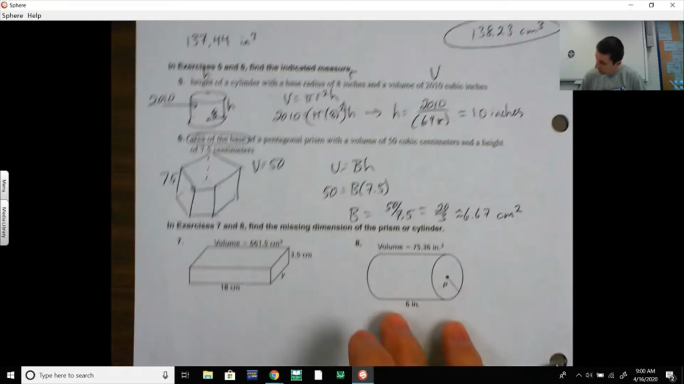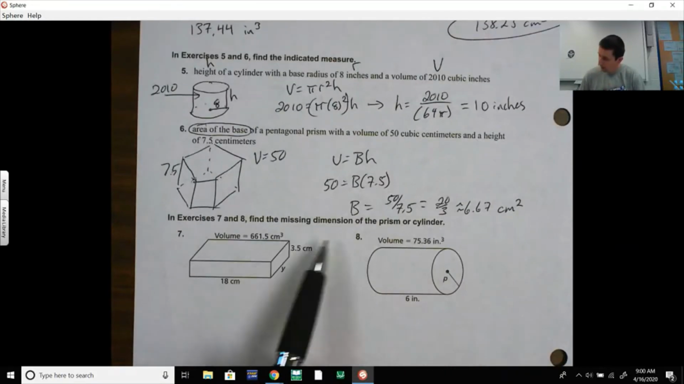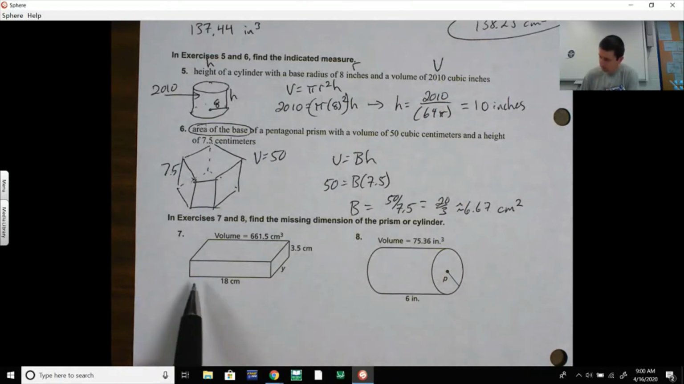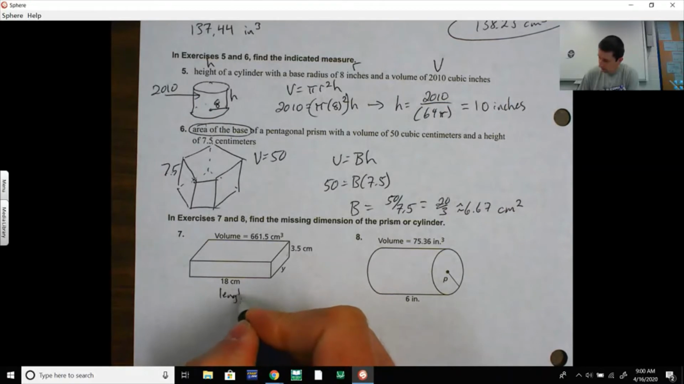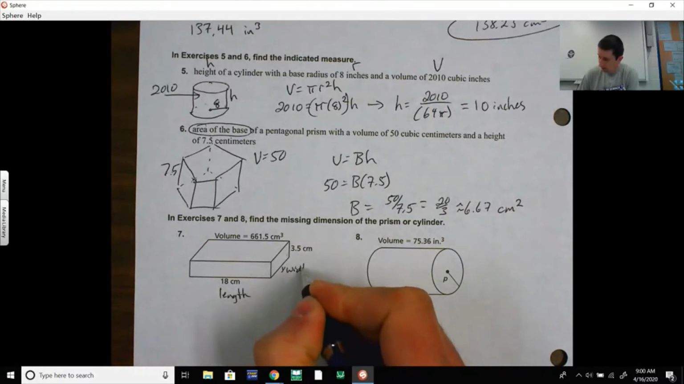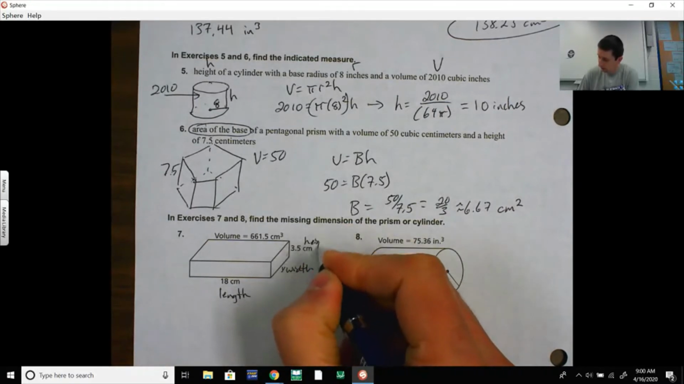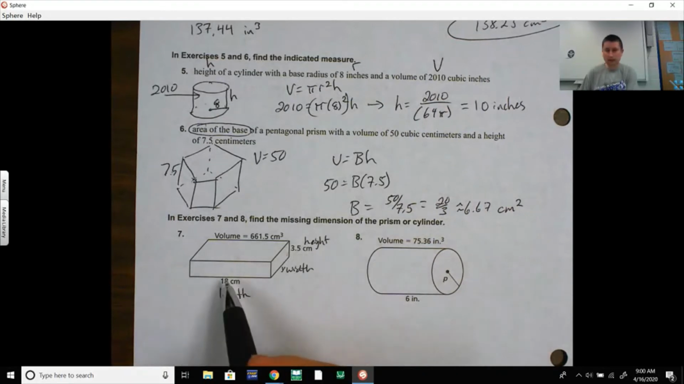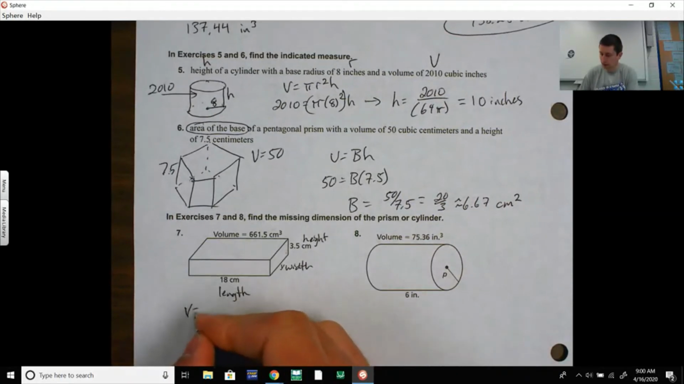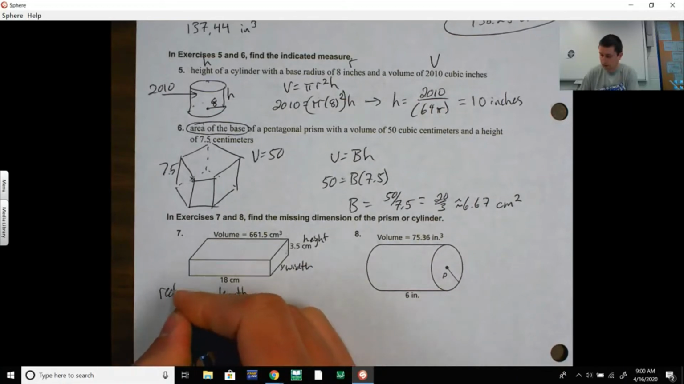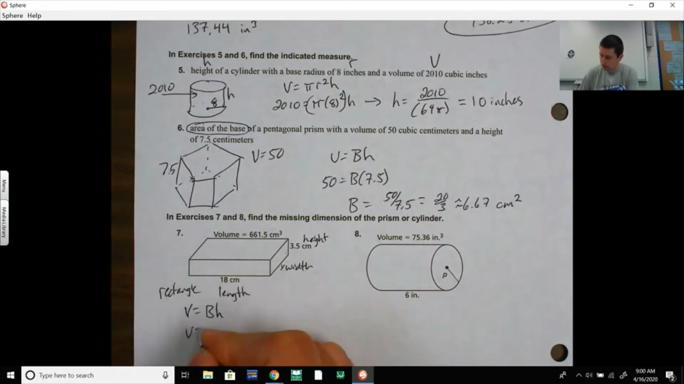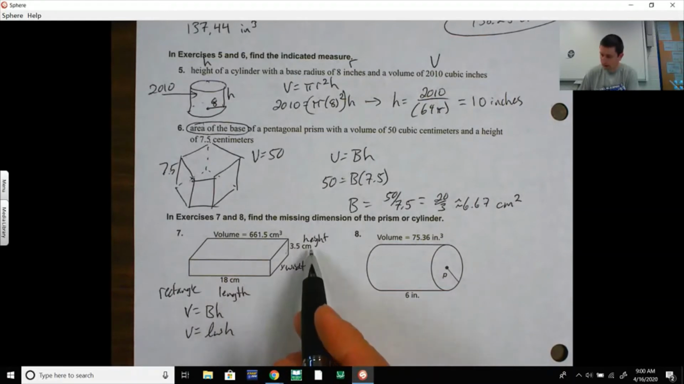So some pictures with the same sort of thing. Find the missing dimension of the prism or cylinder. So here's a prism. They give you the length. They want us to find the width, and here's the height. I have a rectangular prism, so volume equals the area of the base times the height, and if I have a rectangle, I have volume equals length times width times height. So I know the length, I know the height, I need the width.